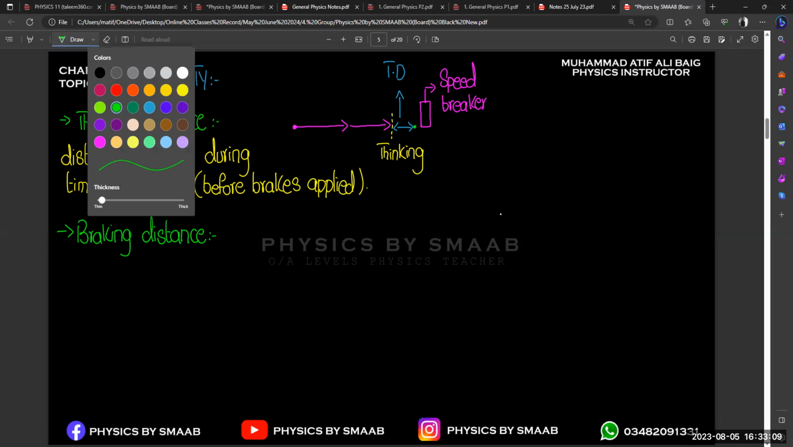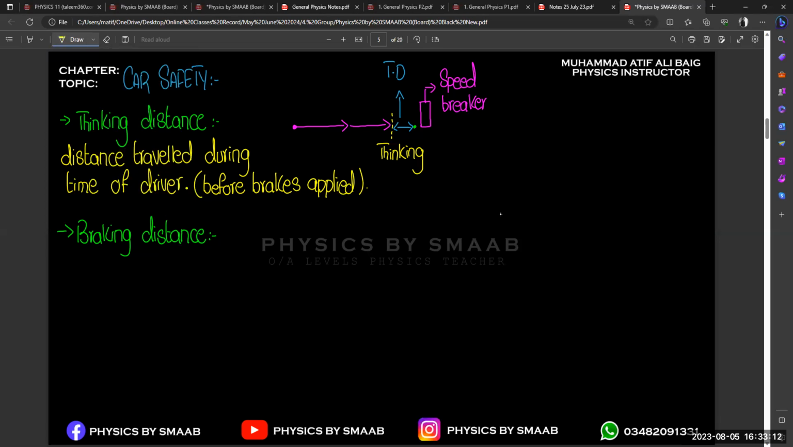So braking distance is simply the distance covered by a body, or the distance over which the brakes are applied, before the vehicle is brought to rest, right? Actually, this is the distance between this green point and the point where the car actually stops, right?